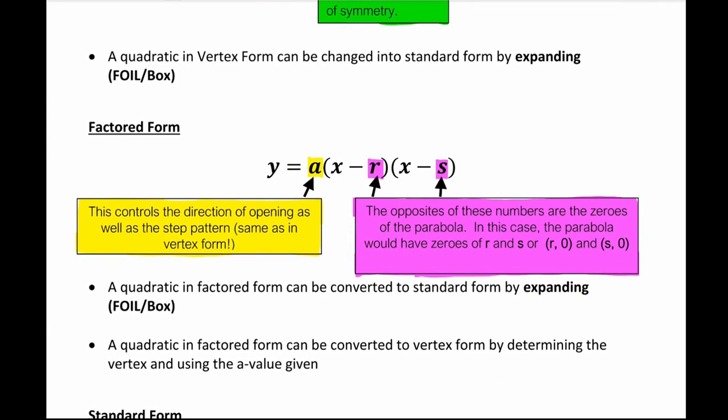So the factored form can be converted to standard form by expanding, similar to the vertex form. And as well, it can be converted to vertex form by determining the vertex and using the a value that we're already given. Again, we have looked at previous examples like that in our notes. So if you want more explanation on that and some examples, please go back and look at the factored form lesson.